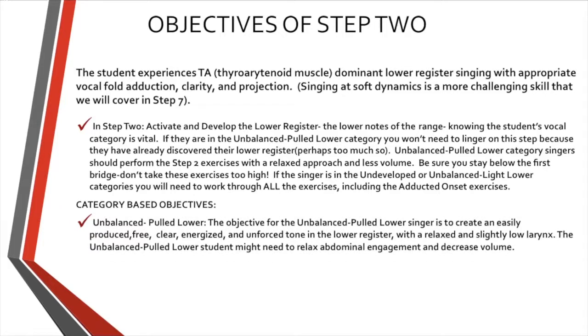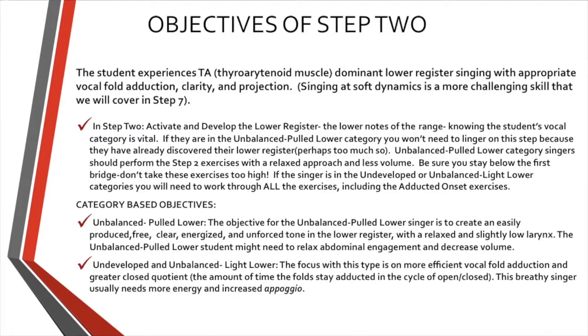Category-based objectives. For unbalanced pulled lower, the objective for the singer is to create an easily produced, free, clear, energized, and unforced tone in the lower register with a relaxed and slightly low larynx. The unbalanced pulled lower student might need to relax abdominal engagement and decrease volume.